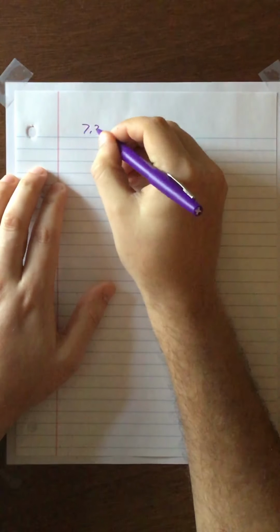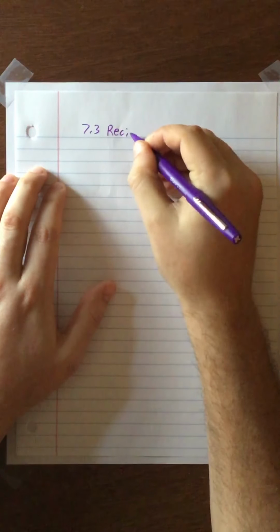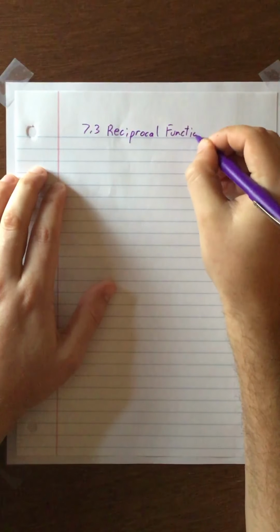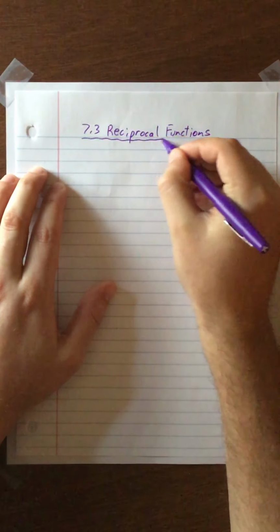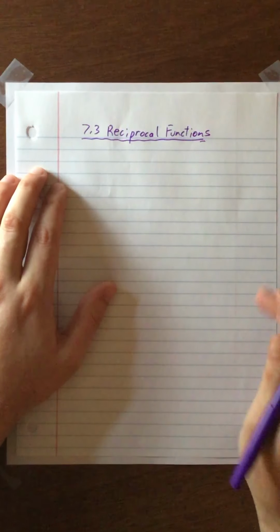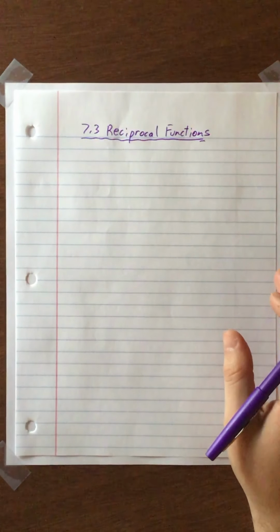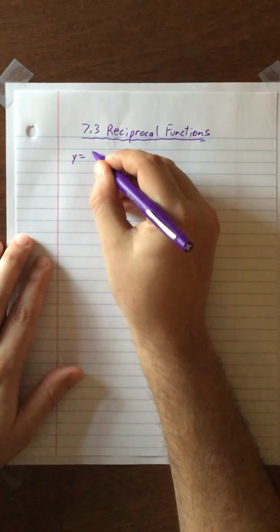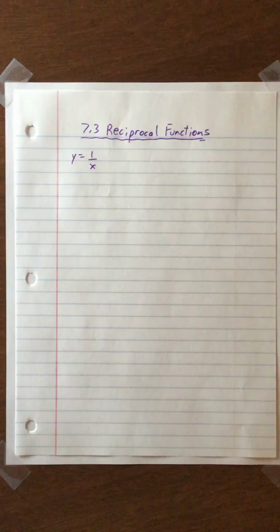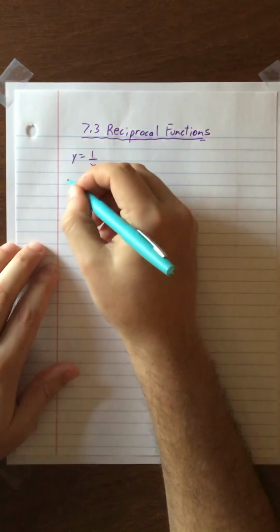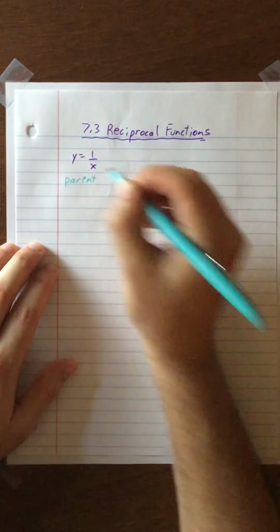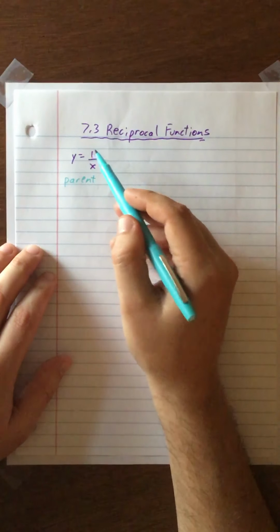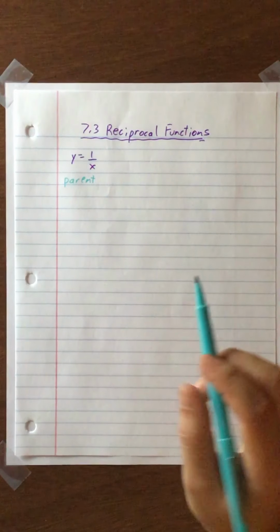Okay, so this is 7.3 reciprocal functions. We're going to start off with notes. After these notes are done, you're going to want to have some graph paper out. Alright, so if you look back to number 1 in your do now, it was y equals 1 over x. This is the parent function, okay, of reciprocal functions. That's as basic as we can get. And it's called reciprocal functions because we have y equals 1 over our other variable x.